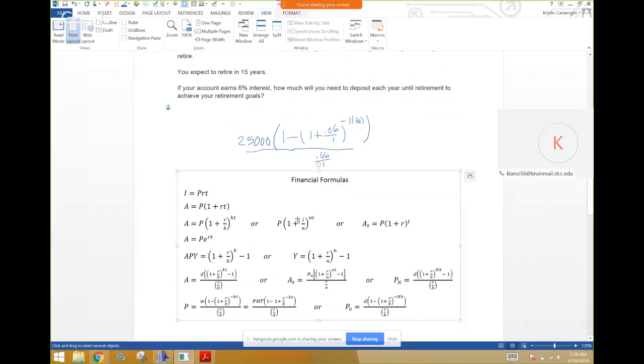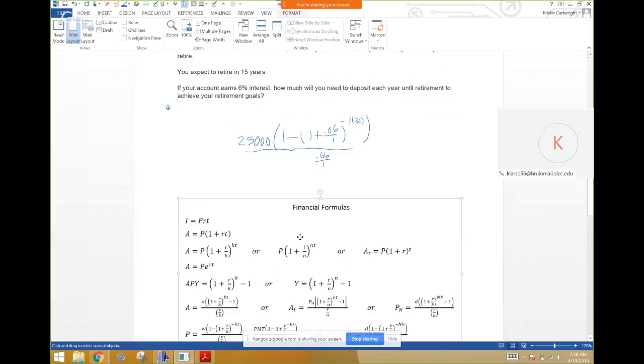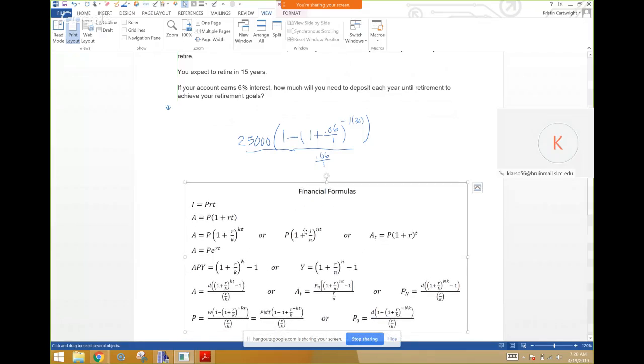How do you feel about that? Yes, that's good there, because I was confused in the beginning with the 30 years and then you expect to retire in 15 years. Yeah. So that's going to be our second part of the problem, the 15 years. But this is just the account that's decreasing in value, the retirement account where we're pulling out 25,000 a year.